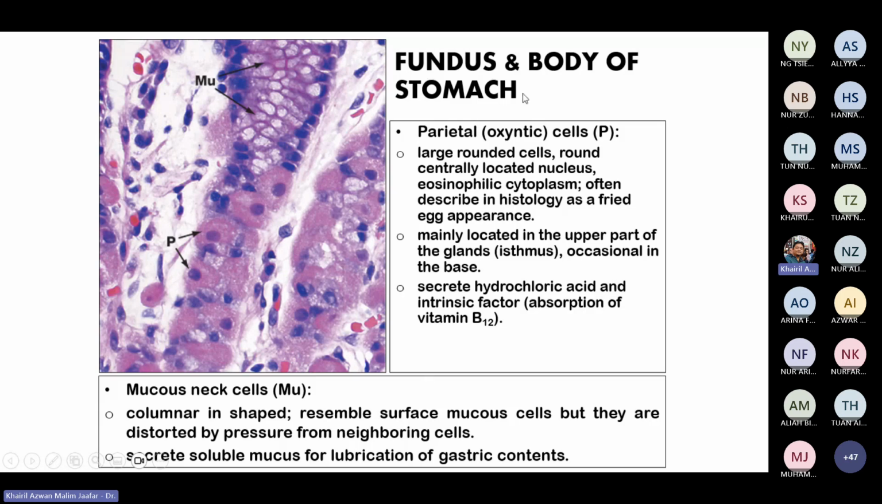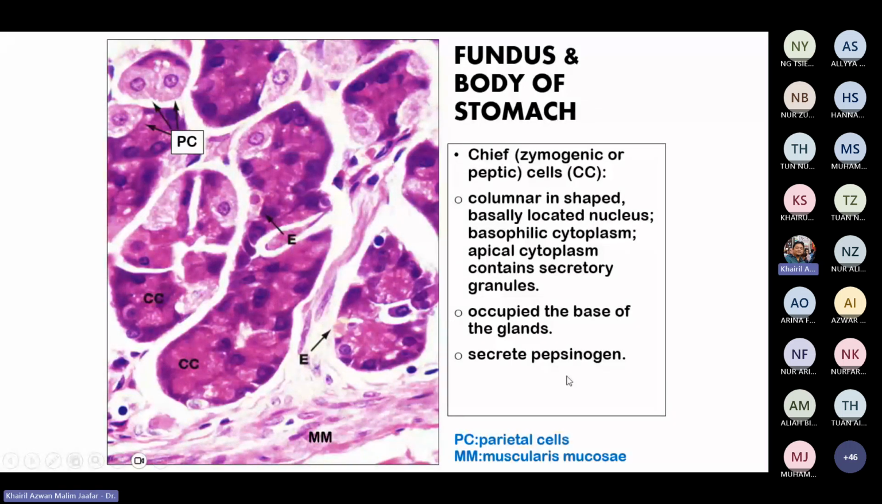Okay, fundus and body of the stomach. Mainly there are the parietal cells, which secrete hydrochloric acid. Also there are the mucous neck cells, which resemble surface mucous cells, but they secrete mucus for lubrication of gastric contents and also protection from the hydrochloric acid. Chief cells are located at the base of the glands, and they secrete the enzyme, which is mainly pepsinogen.